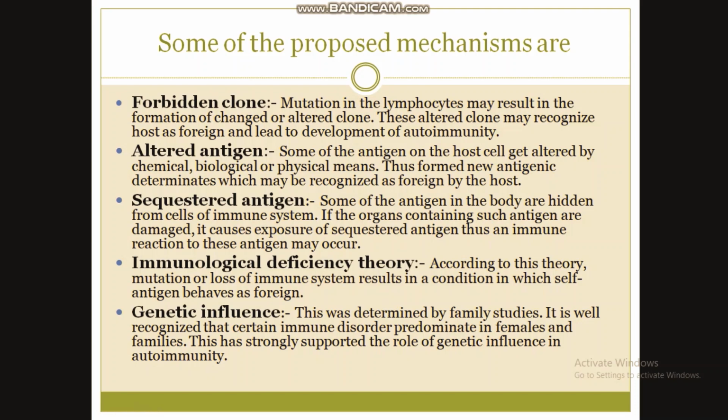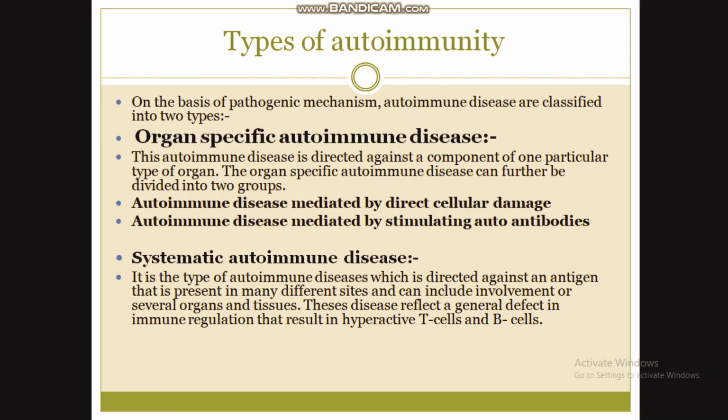After this, we will see the types of autoimmunity. On the basis of pathogenic mechanism, autoimmune diseases are classified into two types. First one is organ-specific autoimmune disease and second one is systemic autoimmune disease. Organ-specific autoimmune disease is directed against a component of one particular type of organ. It can further be divided into two groups. First one is autoimmune disease mediated by direct cellular damage, and second one is autoimmune disease mediated by stimulating autoantibodies.